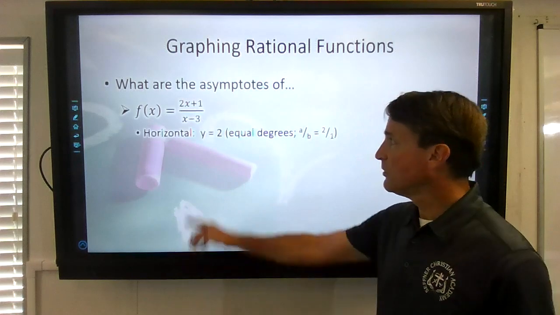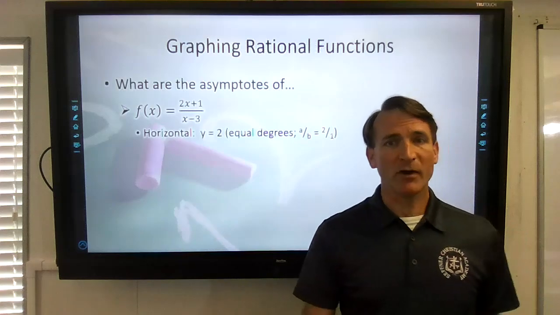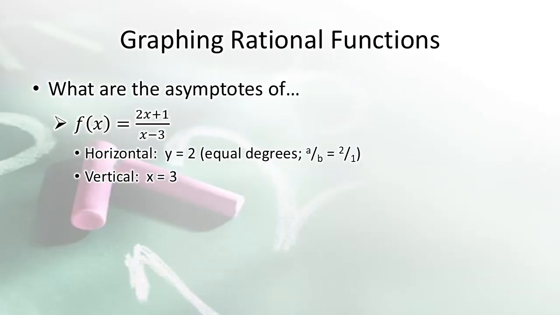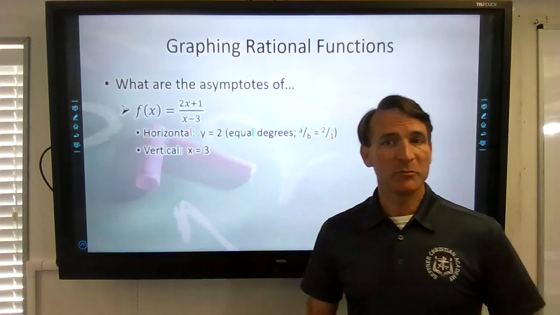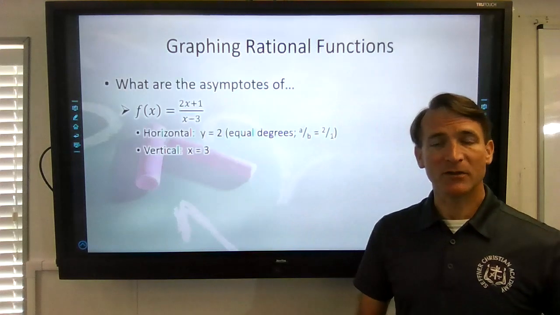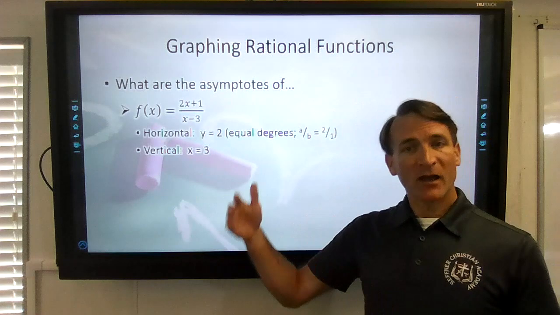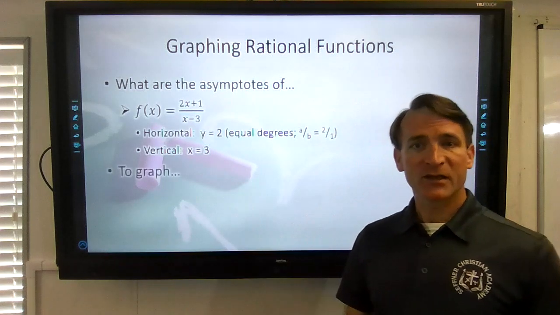My vertical asymptote, if I set my denominator equal to 0, I have x minus 3 equal to 0, which means x would be equal to 3. A vertical asymptote at 3. Graphing it is what we're going to be looking at in the next piece here. So this is a good way to kind of usher in the next concept.